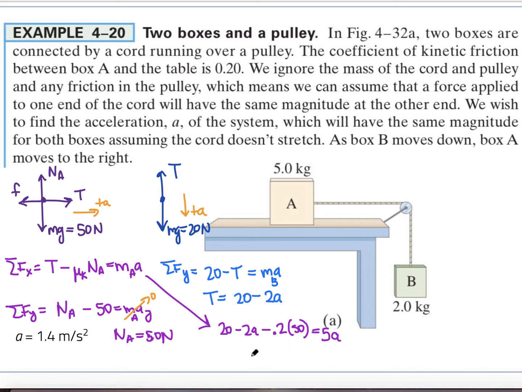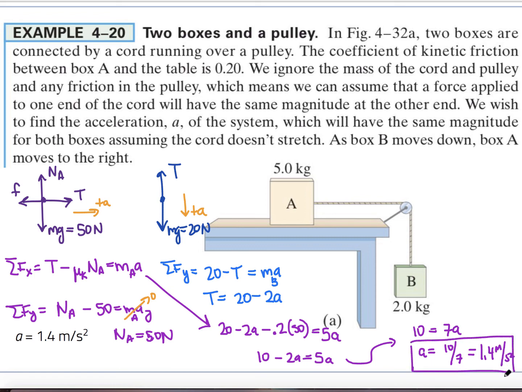Okay, so let's clean this up. This is a little ugly looking. So we have 20 minus 0.2 times 50, which is just 10. So that's 10 minus 2a equals 5a. So this is equivalent to saying 10 is equal to 7a, or a is equal to 10/7, which is 1.4 meters per second squared. And that's that whole problem.